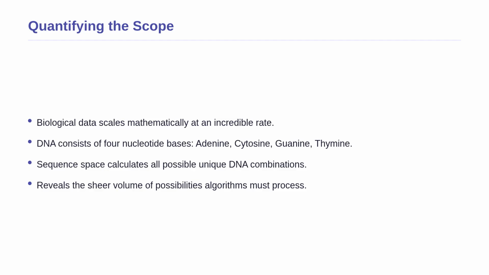Having seen these incredible applications, we must ask, why do we need such powerful computers to do this? To truly understand the scope of bioinformatics, we must look at how biological data scales mathematically. As you know, DNA is made of 4 nucleotide bases: adenine, cytosine, guanine, and thymine. If we want to know how many unique DNA sequences of a certain length can possibly exist, we calculate something called the sequence space. This mathematical concept shows us the sheer volume of possibilities that bioinformatics algorithms must sift through when comparing genes.